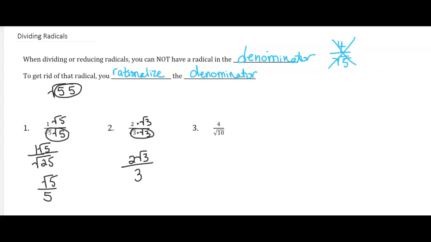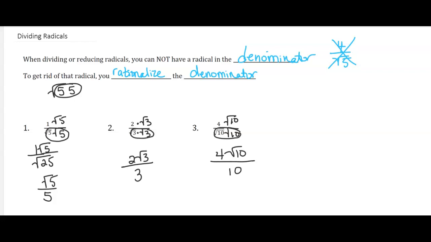Well, I need another 10, and so I put another 10 on the bottom, square root of 10. But if you put a square root of 10 on the bottom, then you have to put one on top. And so now on the top, I have 4 square root of 10. And then on the bottom, I have 2 10s. And so that means I can take one out.